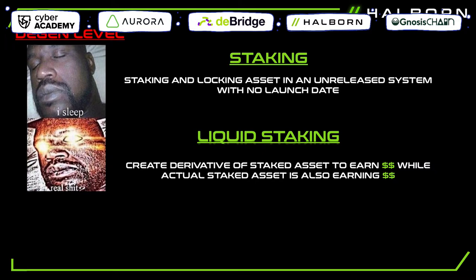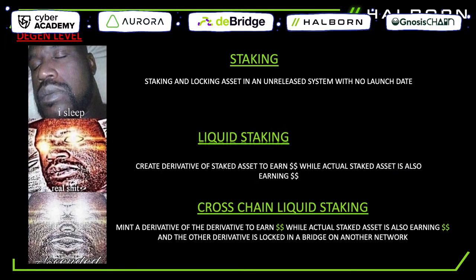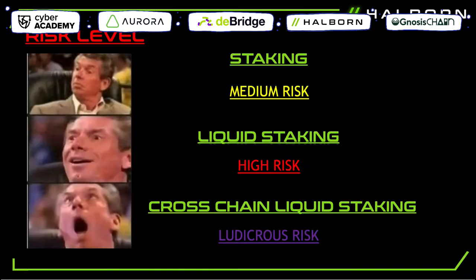Great. Degen level two: now you've ascended to cross-chain liquid staking. Let's mint a derivative of that derivative to earn money while the actual staked one is still on the chain, also earning money, and we have the derivative locked inside of a bridge, or a vault, or a validator, or whatever you want to call that. You've ascended to degen level three.